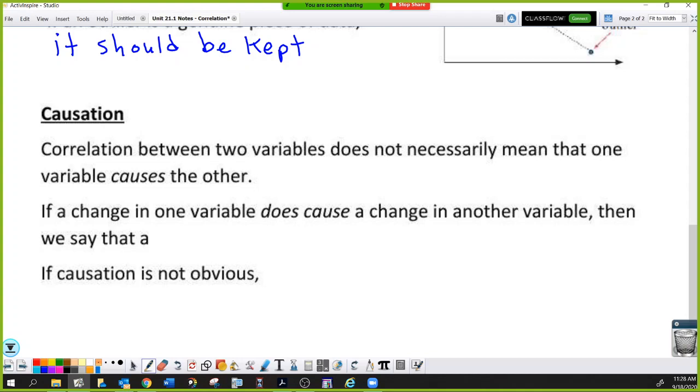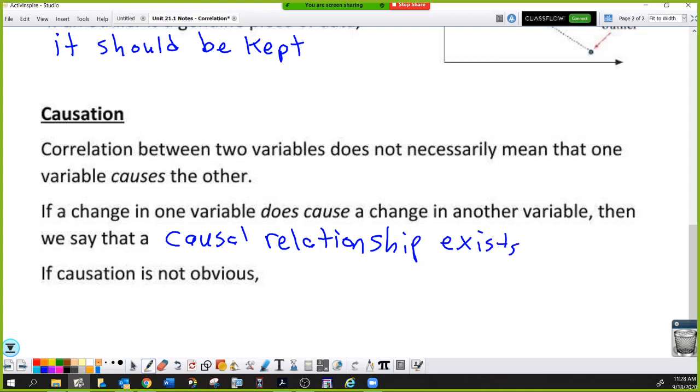If a change in one variable does happen to cause a change in another variable, then we say that a causal relationship exists. I forgot the word causal, a causal relationship exists. If causation is not obvious, high correlation is not a justification for a causal relationship.